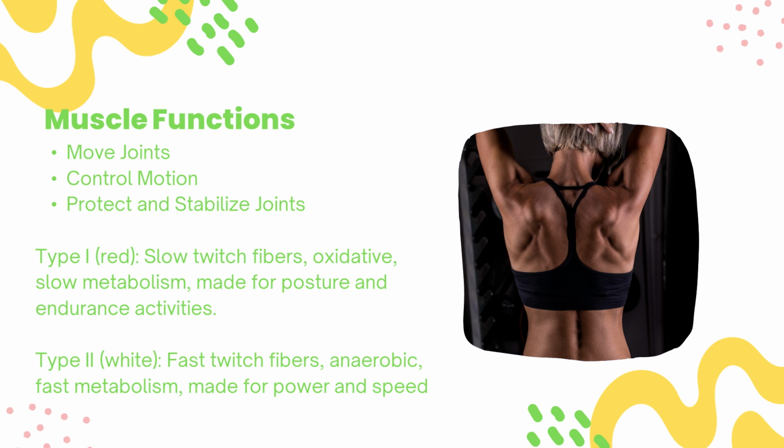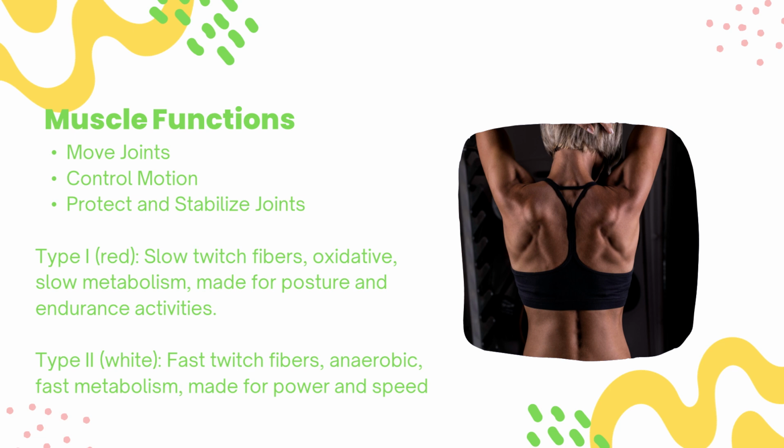All right. And then we have our type 2, which is our fast twitch fibers. These are more white in appearance because they are anaerobic. They don't need a lot of oxygen. They produce and they get energy through different means because they are more of the power and the speed component of our muscle. Each of our muscles has a little bit of a combination of type 1 and type 2 fibers. Depending on the function of the muscle, though, that is when our body is going to have a higher proportion of one or the other.